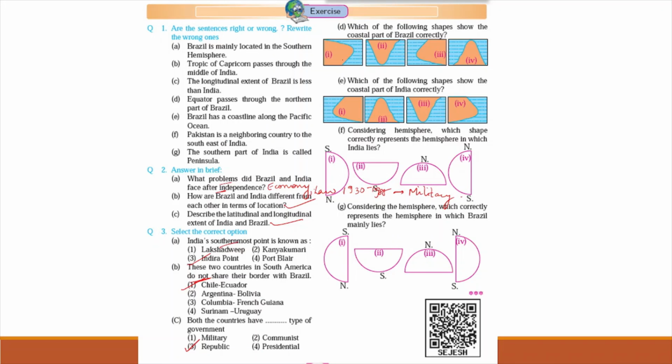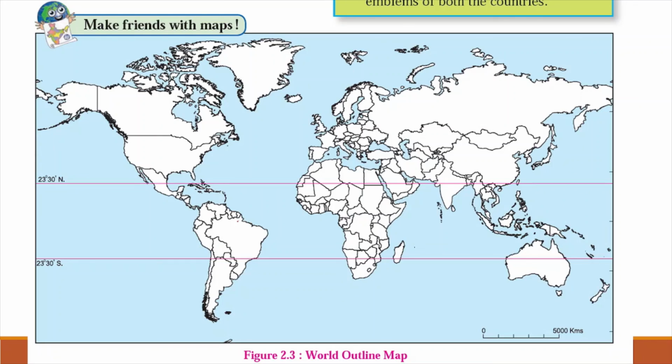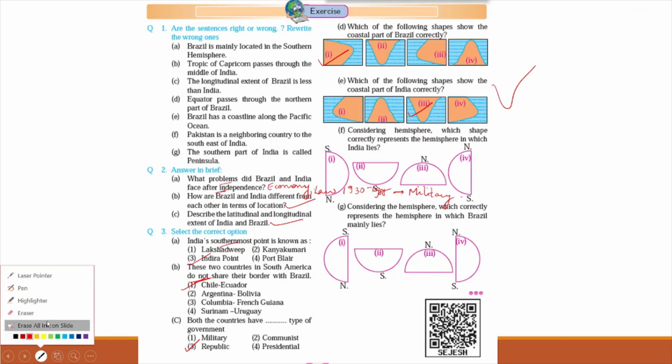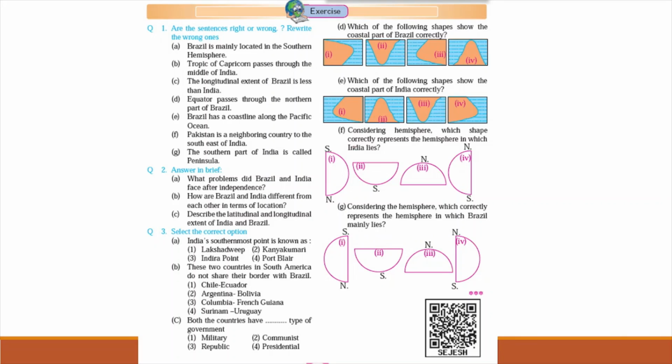Now if you see, they've asked you to say which kind of shape represents correctly the border of Brazil or the coastal part of Brazil. Now if you see here, mostly it's this shape. So the first one is more appropriate to it. As well as with respect to India, the third option will be correct, the peninsula region. Now they've asked you in the next question to choose which shape correctly represents the hemisphere in which India lies.